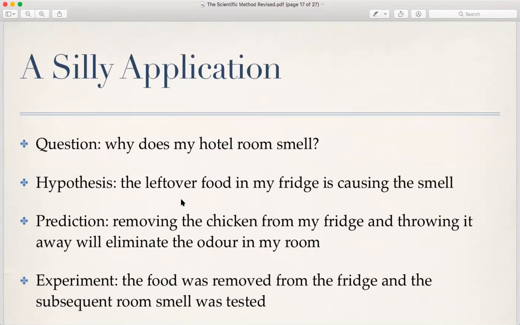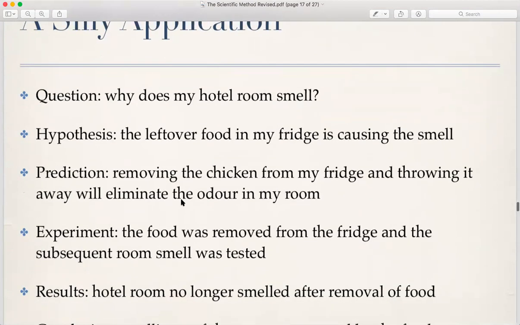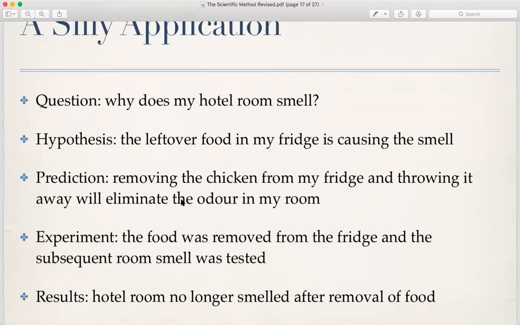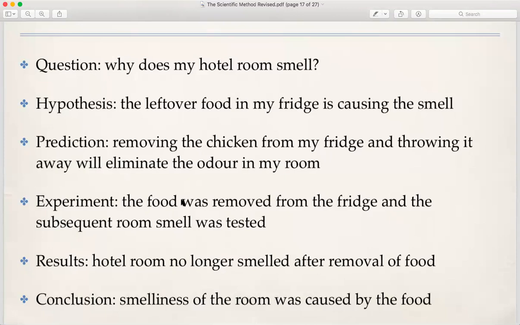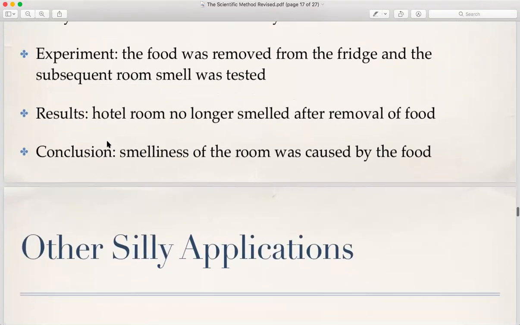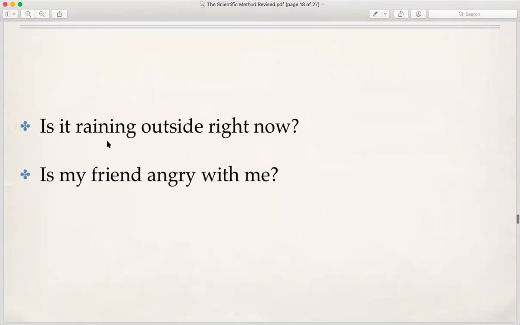But using my guess and my prediction, the food was removed from the fridge, and the subsequent smell was tested. And if this experiment is carried through, and we see that my room no longer smelled after the removal of this food, then the conclusion is that my hypothesis was right and my guess was right. And so this is one possible kind of scenario to help you guys go through. So let's run through some more examples.